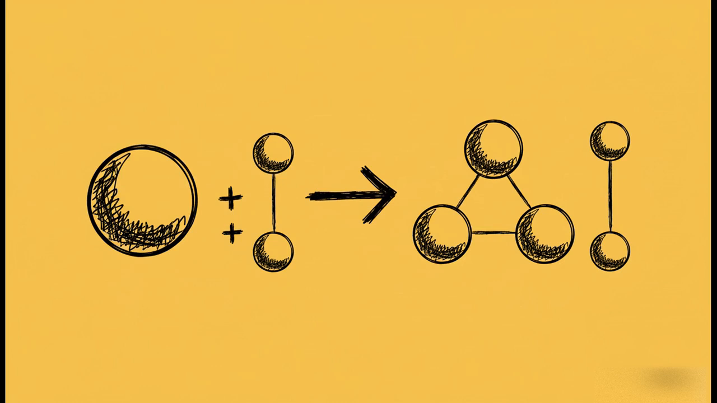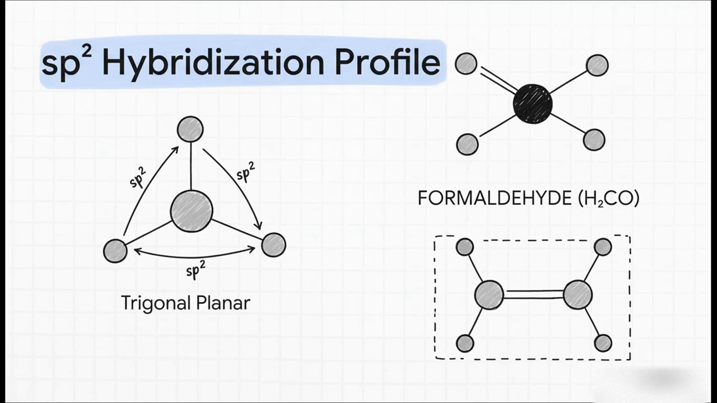But what if an atom needs to bond to 3 things? No problem at all. The atom just changes the recipe. It mixes its 1 s orbital with 2 of its p orbitals. This gives us 3 identical sp² hybrid orbitals and leaves just 1 p orbital untouched. These three sp² orbitals arrange themselves into a flat trigonal planar geometry with bond angles of about 120 degrees. This is huge. It perfectly explains the structure of molecules with double bonds, like formaldehyde or ethylene, and it's an absolute cornerstone of organic chemistry. You'll see this one everywhere.